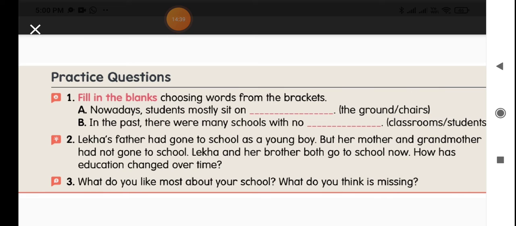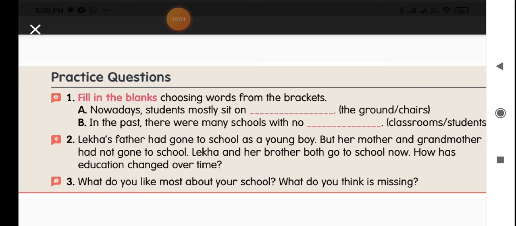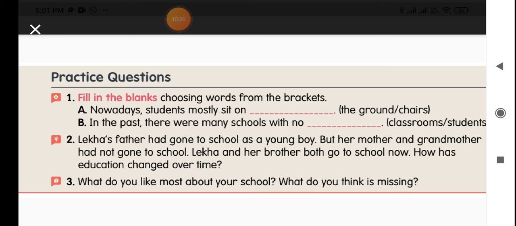And the next one, in the past there were many schools with no students or classrooms. The answer is in the past there were many schools with no students. Actually, schools were also very few, and even the students were also few. Very few used to go to school, and for a whole town, only one school used to be. And the next one is Leka's father had gone to school as a young boy, but her mother and grandmother had not gone to school.